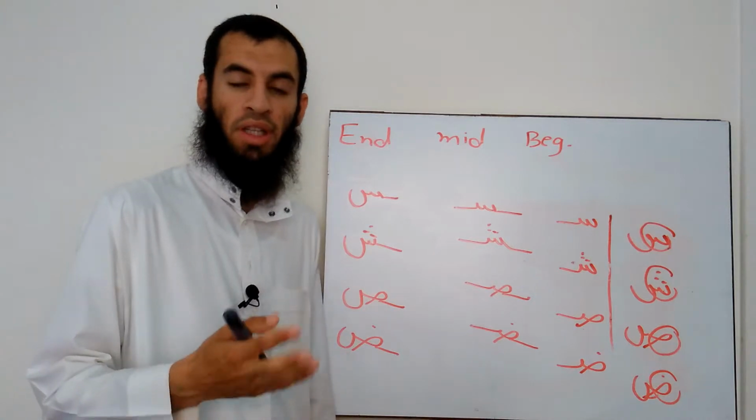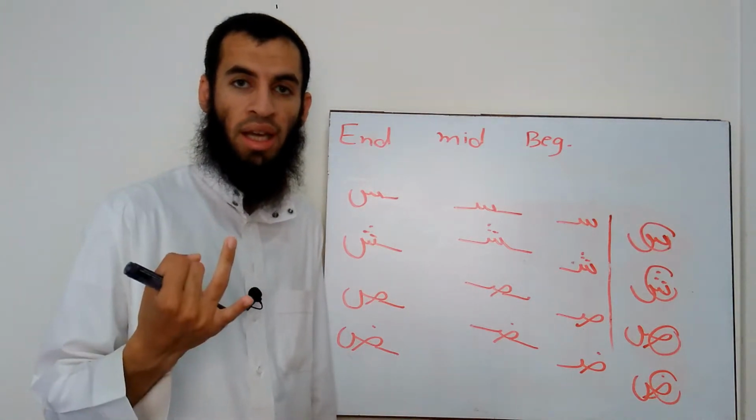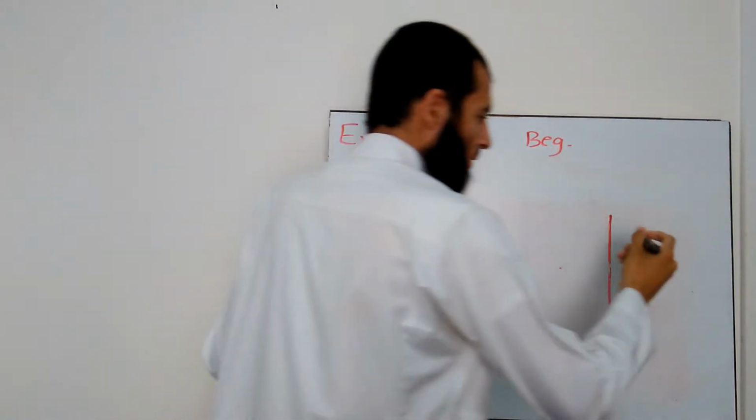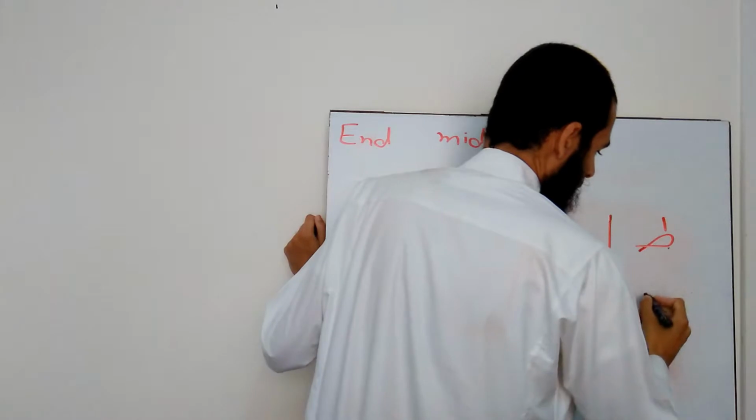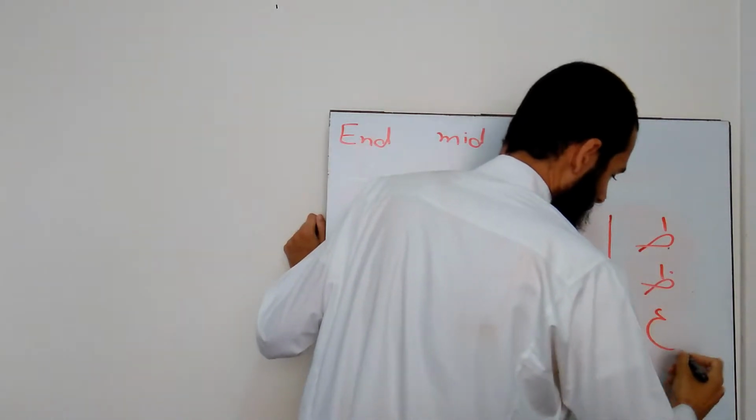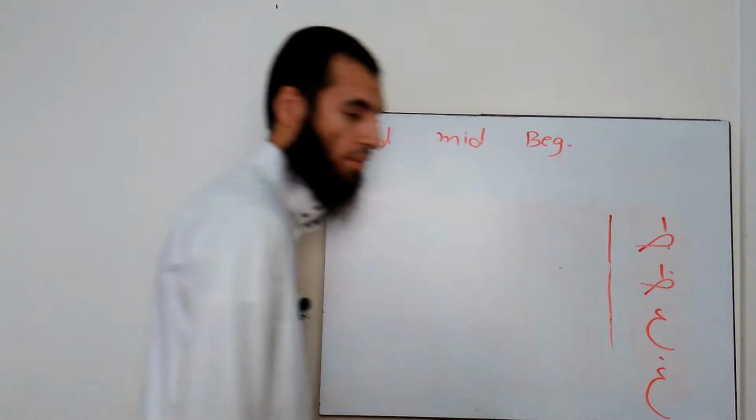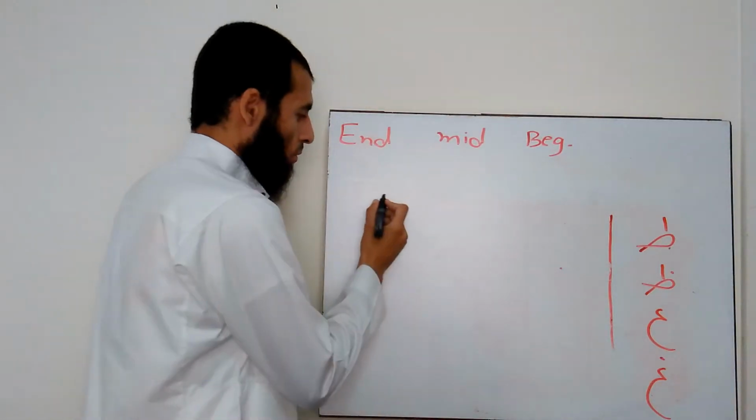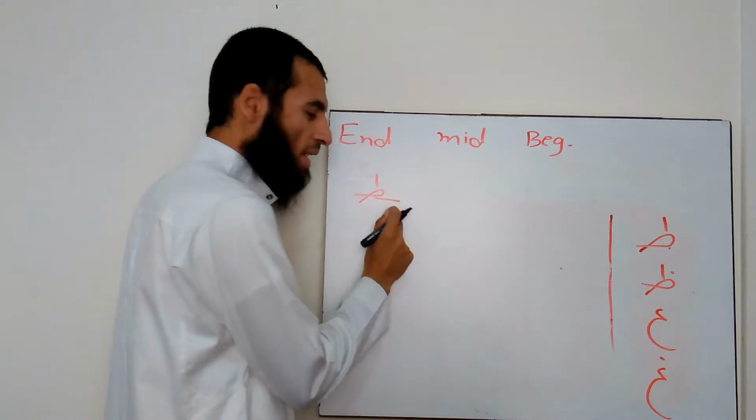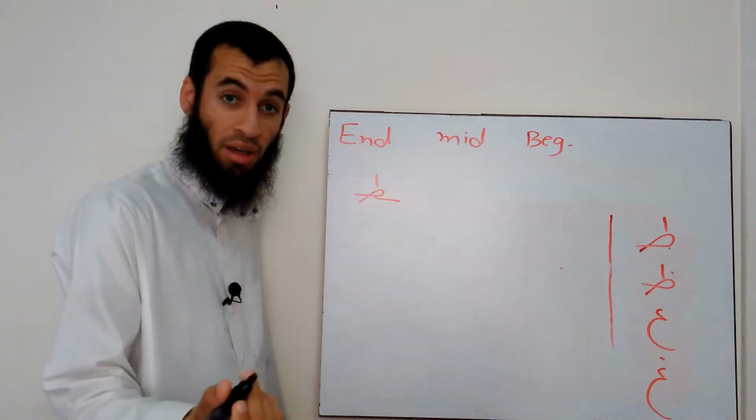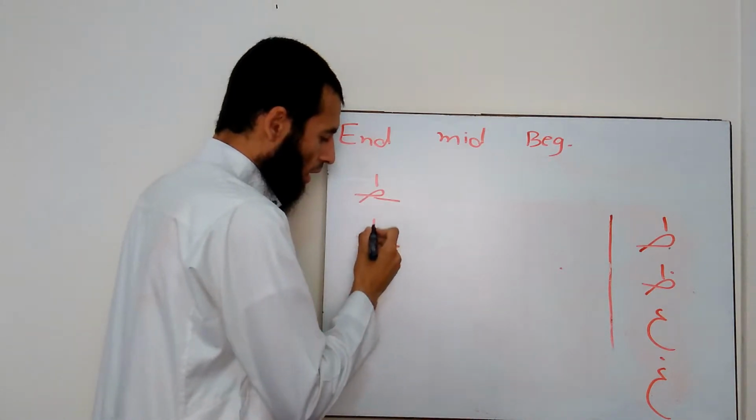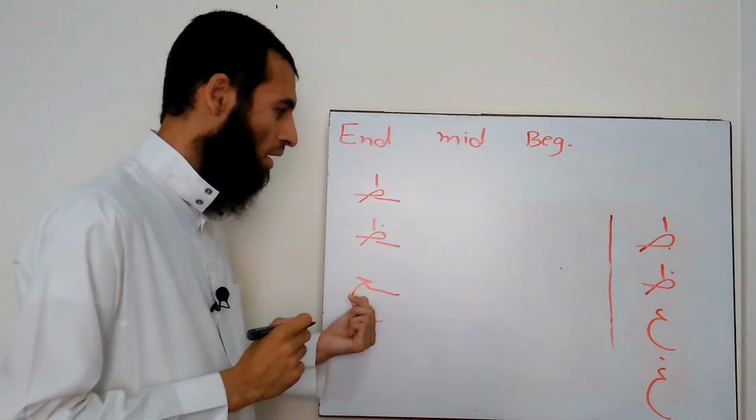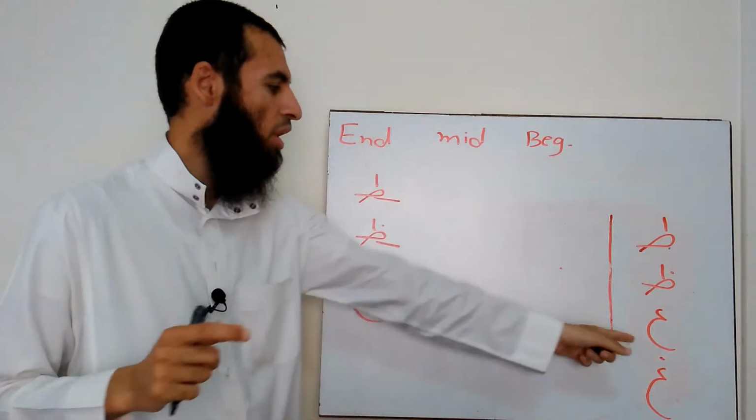Move to the next four letters: pa and va and ain and ghain. Okay? At the end of the word they have the same shape. So this is pa, and this is a connection line before letter pa, and this is letter va, and this is letter ain. Its shape here has some difference from the original shape.